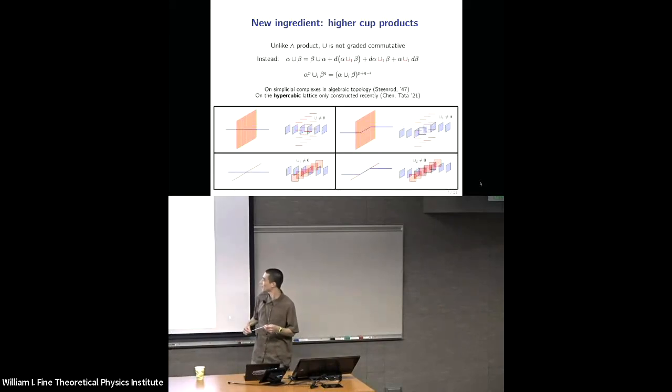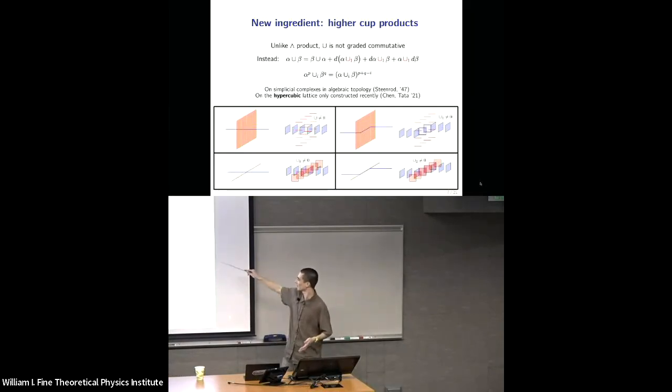These cup i products take a p-form and a q-form and give you a (p+q-i)-form. I think they were first constructed in the 40s by some algebraic topologists on triangulations. But they were only given a nice, systematic combinatorial construction on hypercubic lattices a couple of years ago, and this is actually a physics paper.